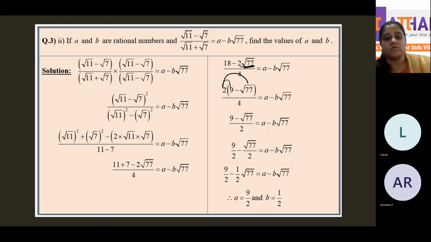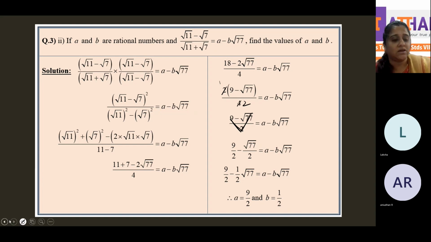Divided by 4. So now 2 ones are 2, 2 twos are 4. You can cancel. So it is 9 minus root 77 by 2 is equal to A minus B root 77. Now there's nothing but 9 by 2 minus root 77 by 2. 9 by 2 minus root 77 by 2 is equal to A minus B root 77.